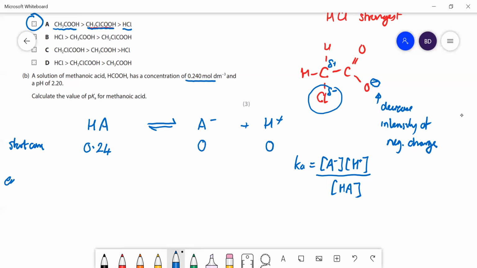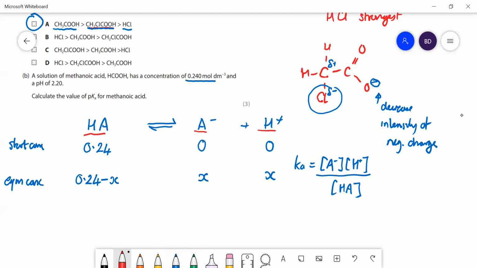And then here's the equilibrium concentration when it has reached equilibrium. Let's say that HA, the concentration has dropped by an amount X. So that means the concentration of A minus at equilibrium will be X, and the concentration of H plus will be X as well, because when one of those dissociates, it gives you one of each.